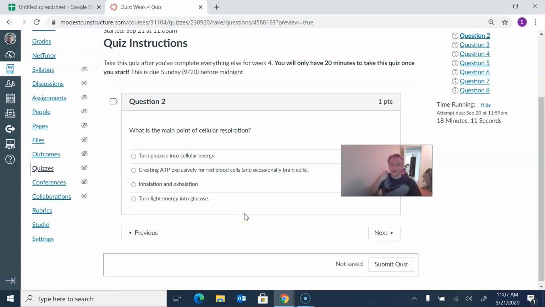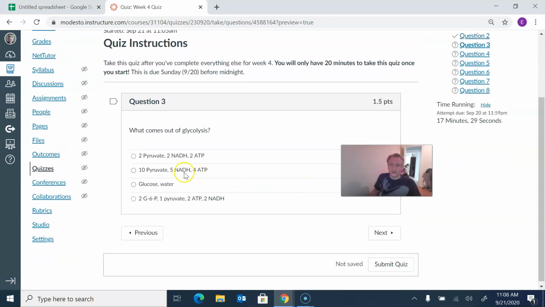What is the main point of cellular respiration? Turn glucose into cellular energy, creating ATP exclusively for blood cells and occasionally brain cells. Respiration does this, but it's not exclusively for blood or brain cells. Inhalation and exhalation, no. That's the point of maybe regular respiration, but cellular respiration is different. Turn light energy into glucose. That's what we're going to be talking about next week. That's photosynthesis. But the main point of cellular respiration is to turn glucose into cellular energy.